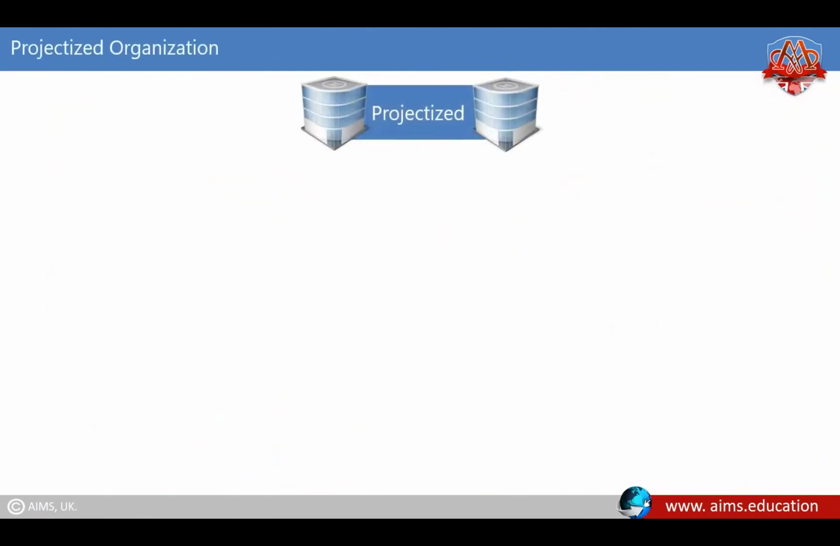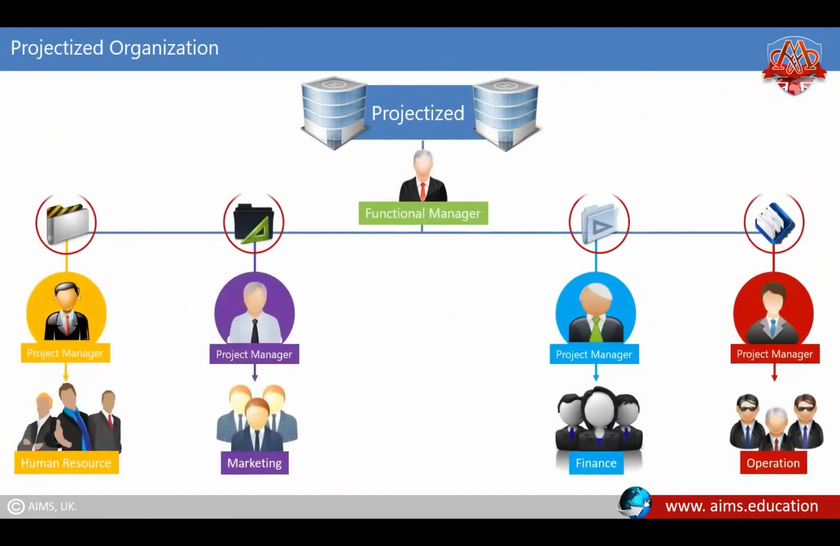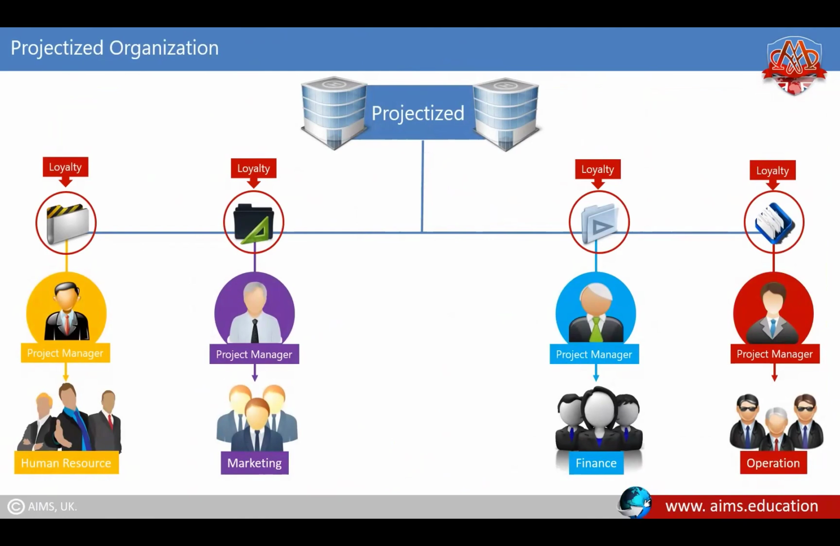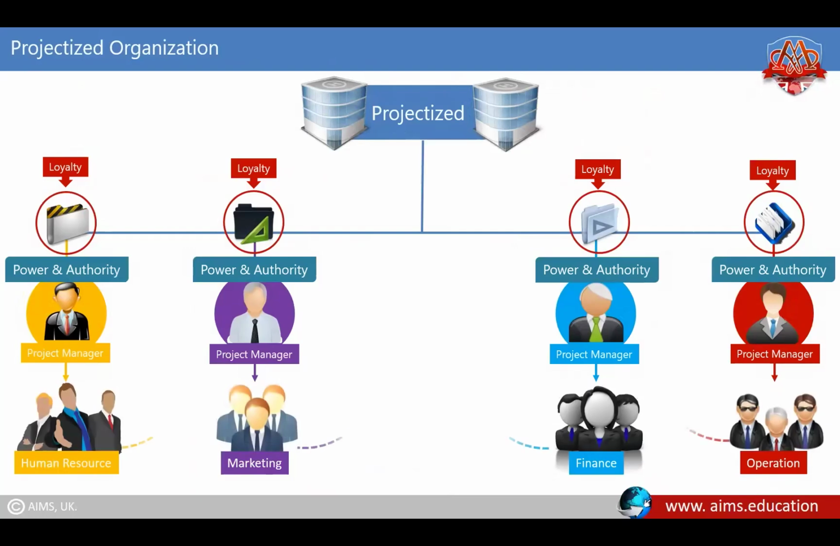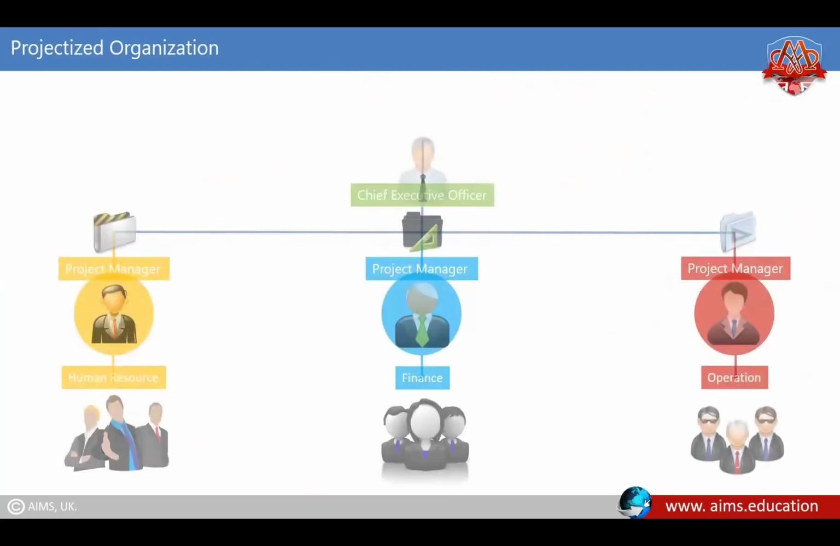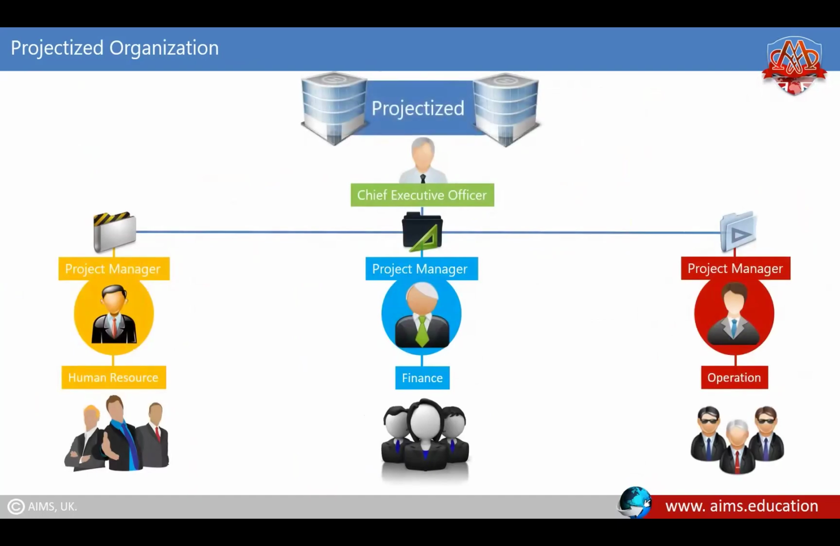Projectized organizations. Projectized organizations are nearly the opposite of functional organizations. The focus of this type of organization is the project itself. The idea behind a projectized organization is to develop loyalty to the project, not to a functional manager. In a projectized organization, the project manager has all the power and authority, and everybody directly reports to the project manager. The following figure illustrates a projectized organization.